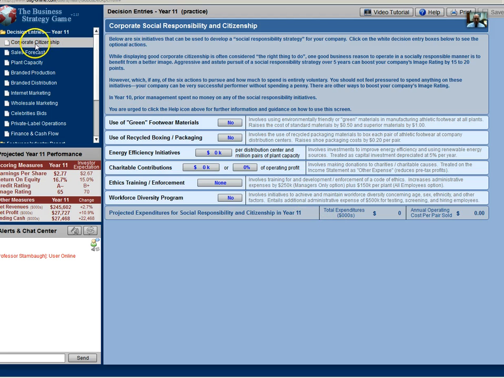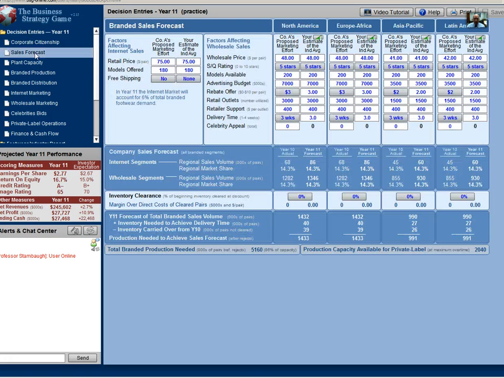It opens up on the Corporate Citizenship tab. I've already talked about don't go overboard with the corporate social responsibility stuff. This is the one tab that you can make your decisions, set it, and go from there. And it tells you down here what the total costs of your decisions are. The next screen is the branded sales forecast screen.